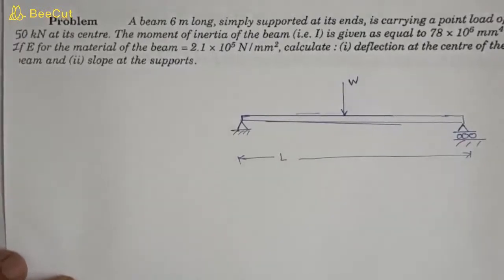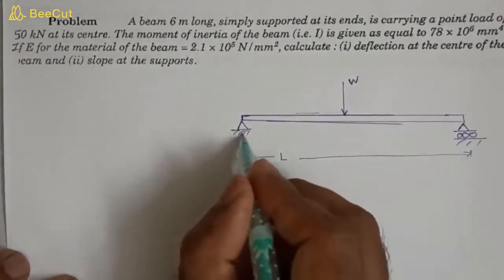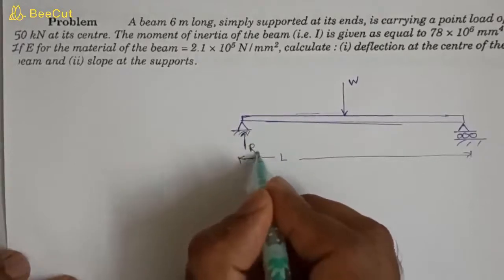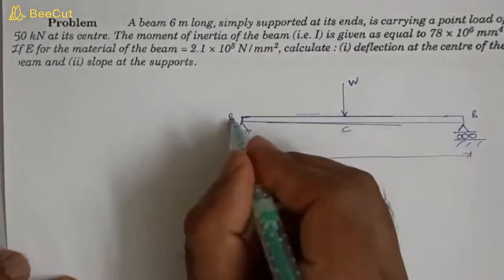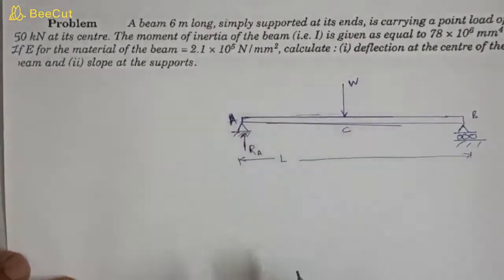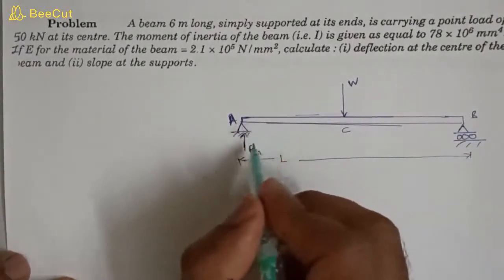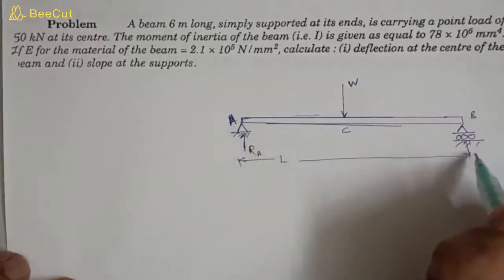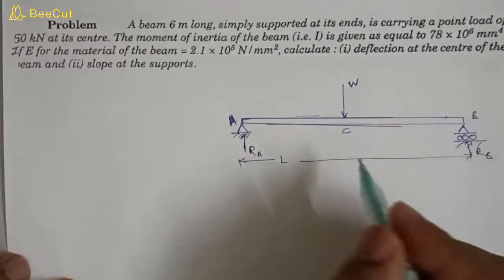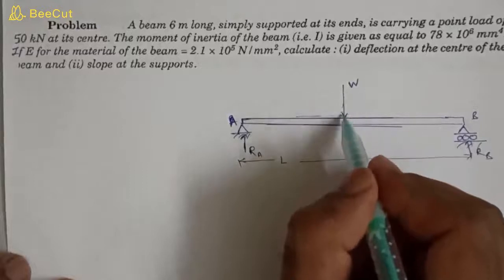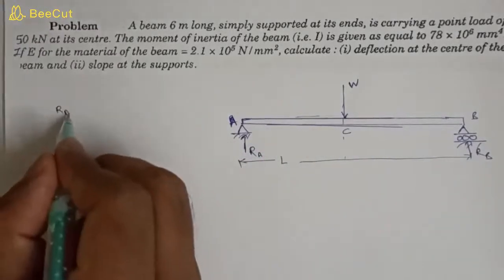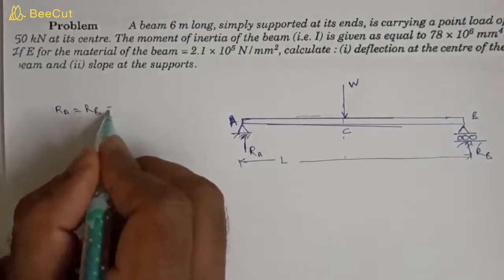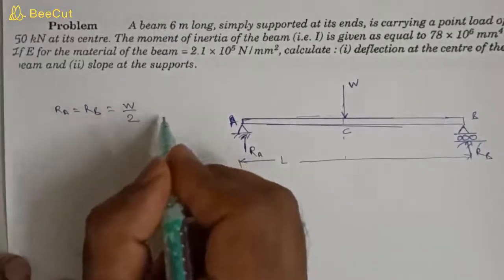Okay, so from the symmetry you can see that suppose this is reaction RA, it is A, it is B, it is C, then if RA is the reaction here and RB is the reaction here, then this beam is symmetrical about the midpoint, so RA and RB will be equal. So we can say that RA is equal to RB is equal to W by 2.